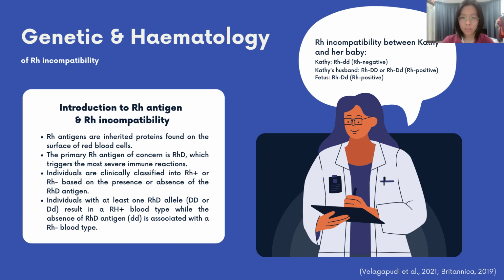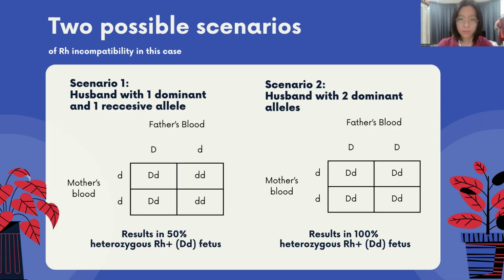Individuals with at least one RhD allele result in an Rh positive blood type, while the absence of RhD antigens is associated with Rh negative blood type. Theoretically, there are two possible scenarios that lead to Rh incompatibility. In scenario 1, if Katie has two recessive alleles and her husband has one dominant allele and one recessive allele, there's a 50% chance the baby will inherit the dominant RhD allele from the father and be heterozygous Rh positive. While in scenario 2, if Katie has two recessive alleles and her husband has two dominant alleles, there's a 100% chance the baby will inherit the dominant allele from the father and be heterozygous Rh positive.